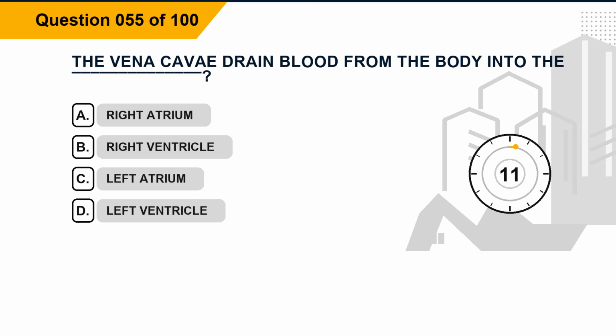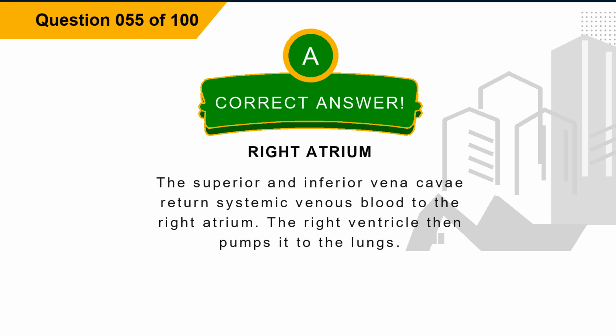Question 55. The vena cava drain blood from the body into the blank? Option A, right atrium. Option B, right ventricle. Option C, left atrium. Option D, left ventricle. The correct answer is option A, right atrium.